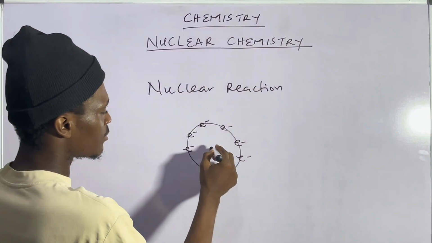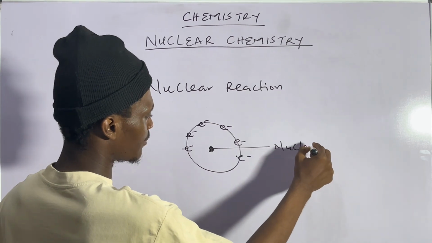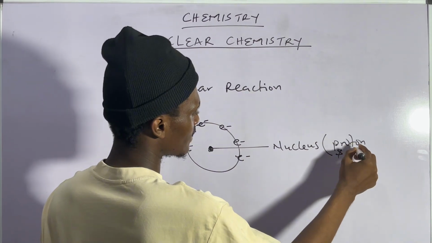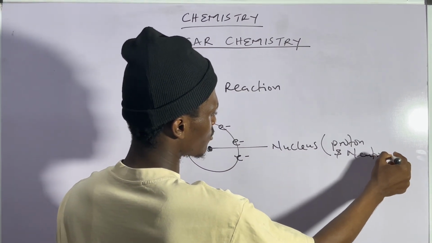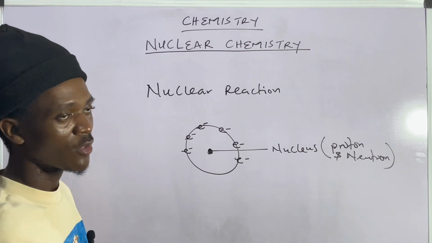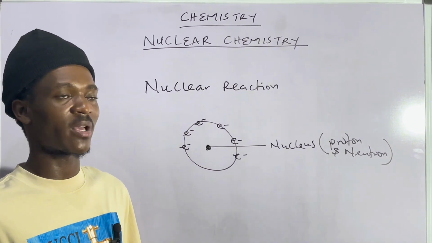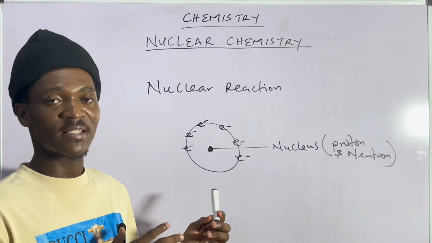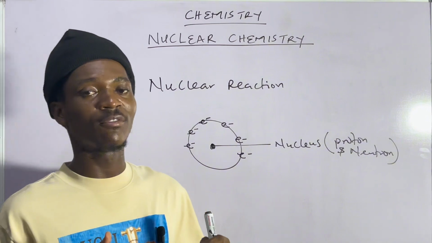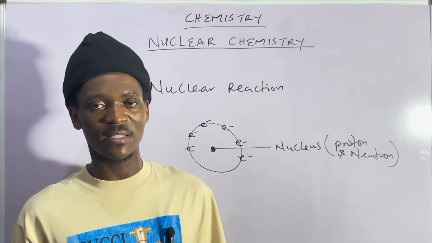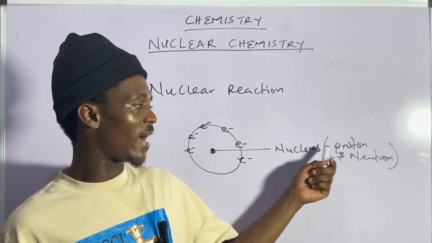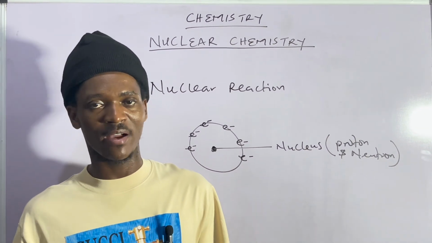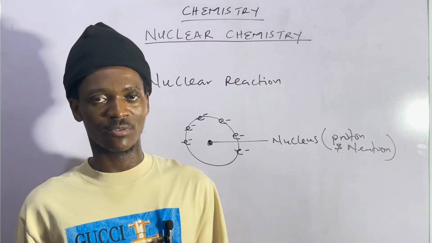Now, what constitutes the nucleus of an atom? The proton and neutron. So the proton and the neutron make up the nucleus of an atom. When we say nuclear reactions, we are simply referring to reactions that occur within the nucleus of an atom. These kinds of reactions do not involve the electrons. It is actually the protons and the neutrons that are involved. The electrons are only involved in chemical reactions, talking about the valence electrons of elements.